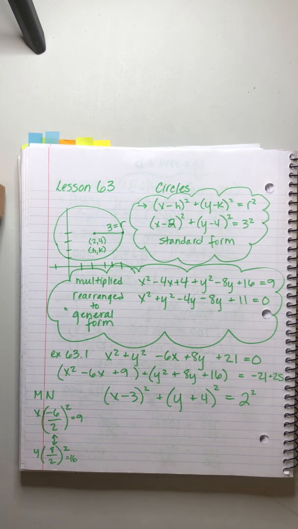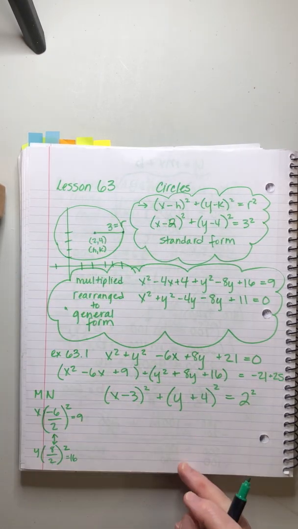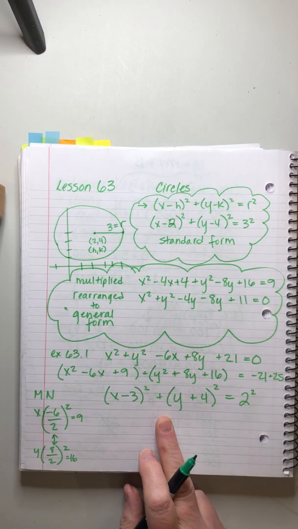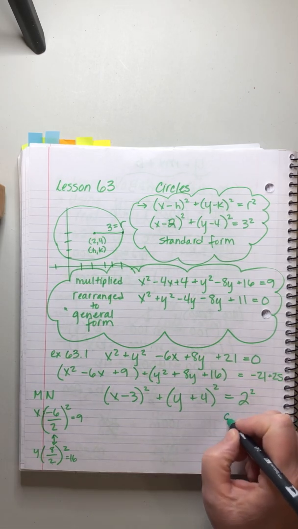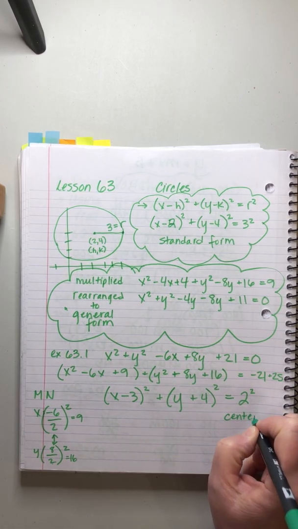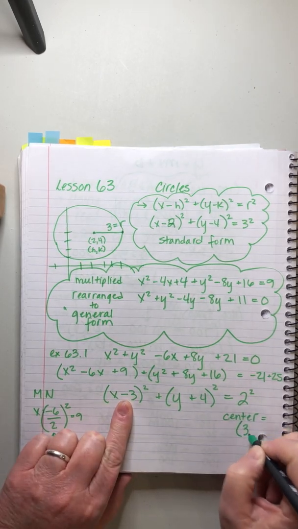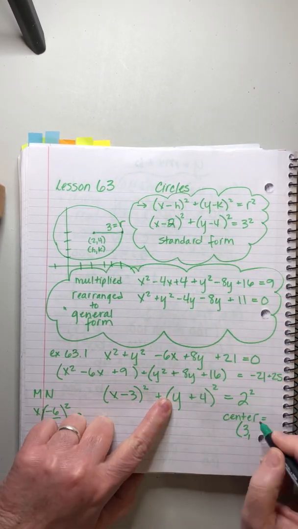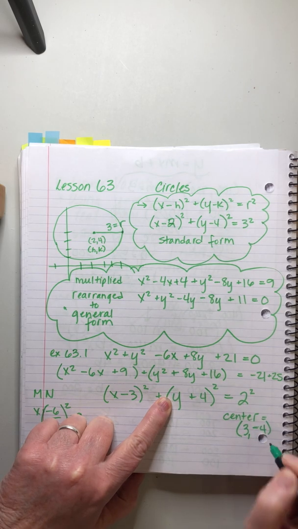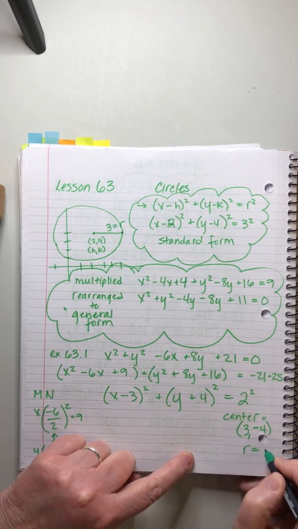Oh, suddenly we have standard form, ladies. Oh my gosh, it's so exciting. So now I know that the center of my circle is 3, negative 4. Remember, the signs are reversed. And my radius equals 2.